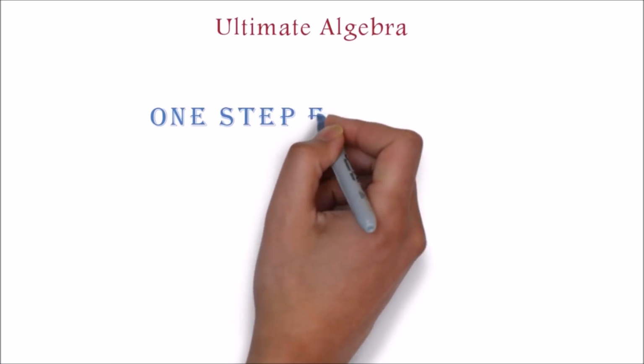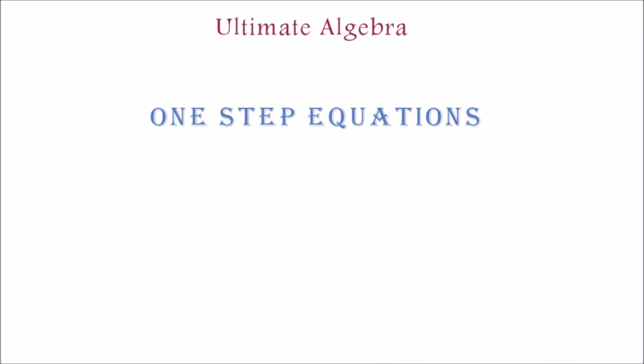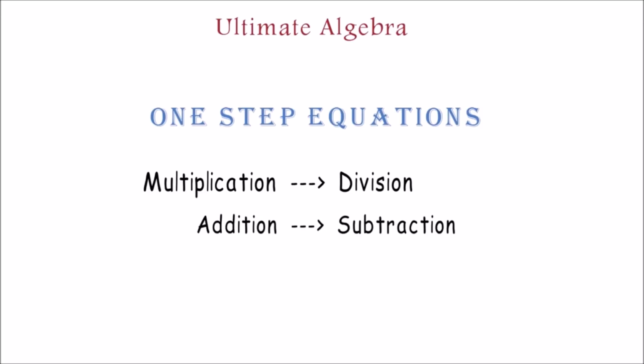We'll be revising one-step equations for those who have forgotten. To solve for, let's say, x, we want to get rid of any number attached to the x. We do this by performing the opposite operation on both sides of the equation. The opposite operation of multiplication is division. The opposite operation of addition is subtraction, and vice versa.